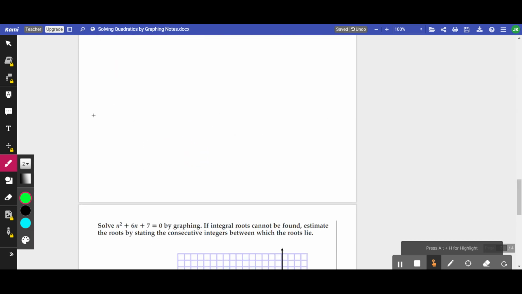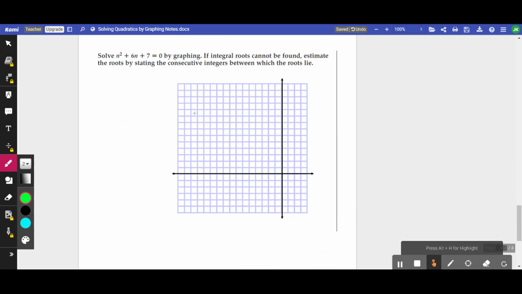And then for the very last one here, this says solve n squared plus 6n plus 7 equals 0 by graphing. If integral roots can be found, estimate their roots by stating the consecutive integers between which the roots lie. We're gonna graph this first, and then I can tell you what all the other stuff means here. So you can just look at this to start. So your equation, everything's on the same side, so that's good there. And then pretty much you can sub in the negative 1, 0, and 1 to start, which are going for the n's there.